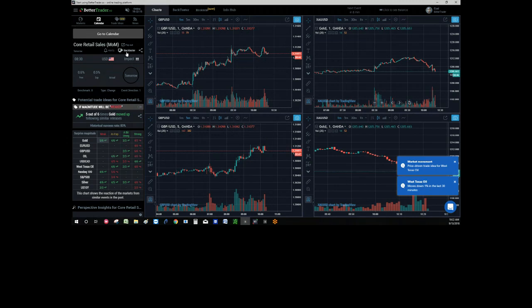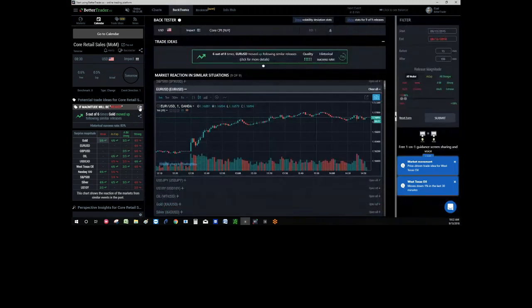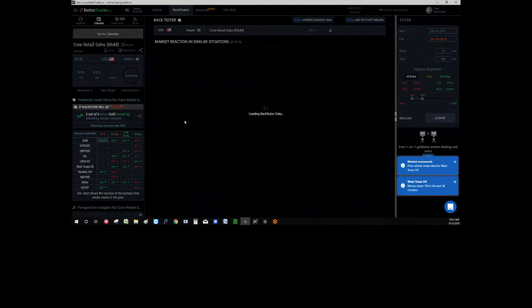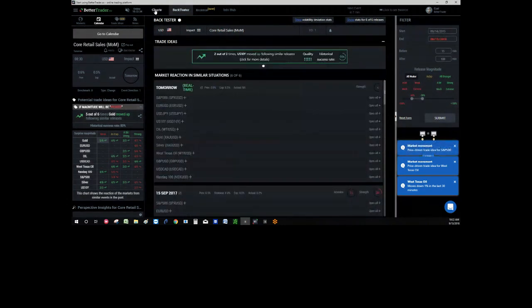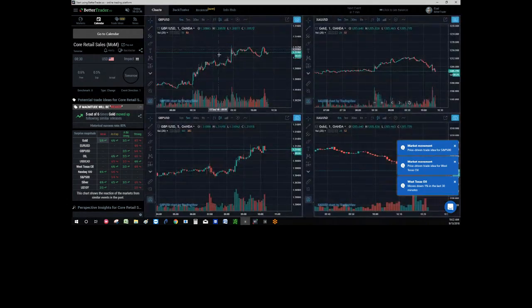Once the event releases, I will wait and I will click on the BackTester. So even before the event release, I want to see how the gold moved in this 5 out of 6 times. I can click here, one click on the BackTester, and the BackTester will load with all these charts in similar situations in the past. So no surprise. I can prepare for any situation. Once the event releases, I already saw what happened in similar situations.